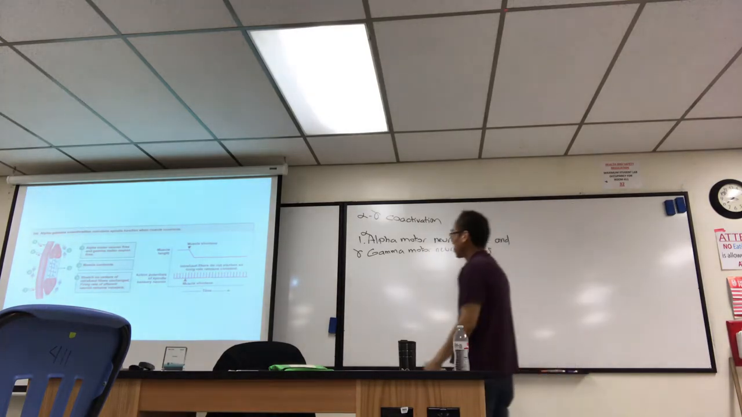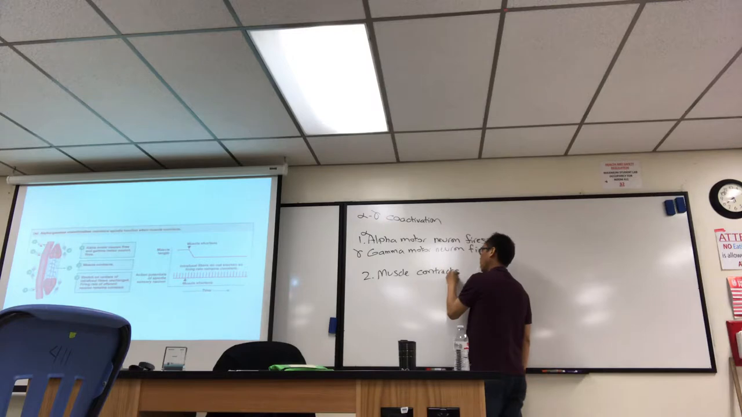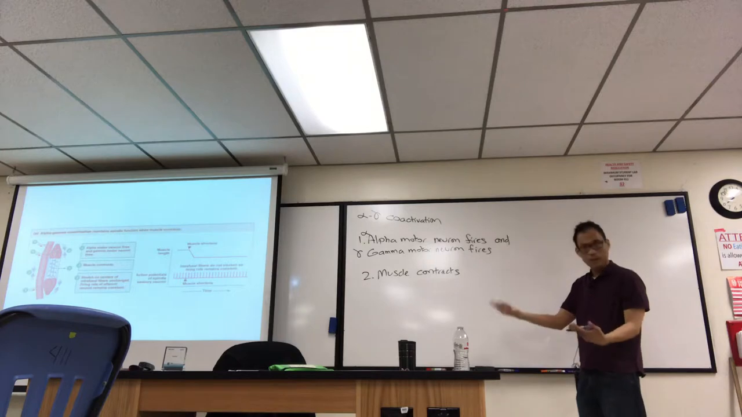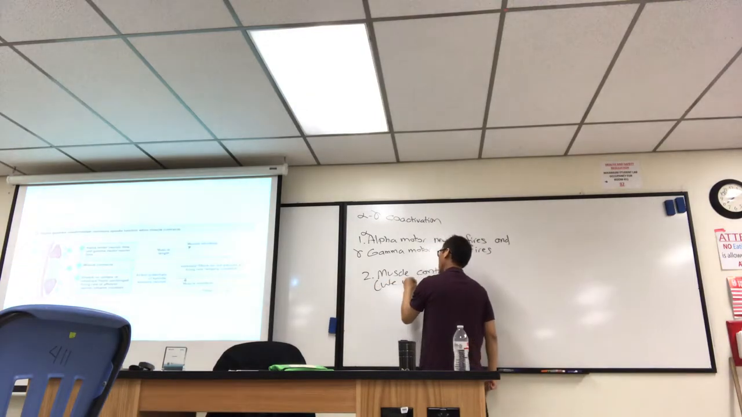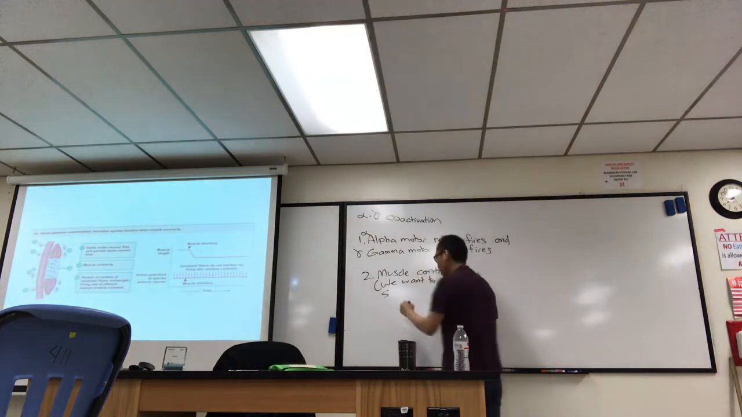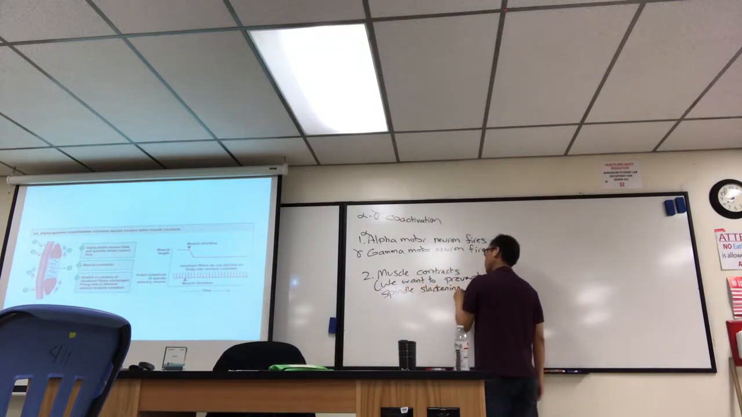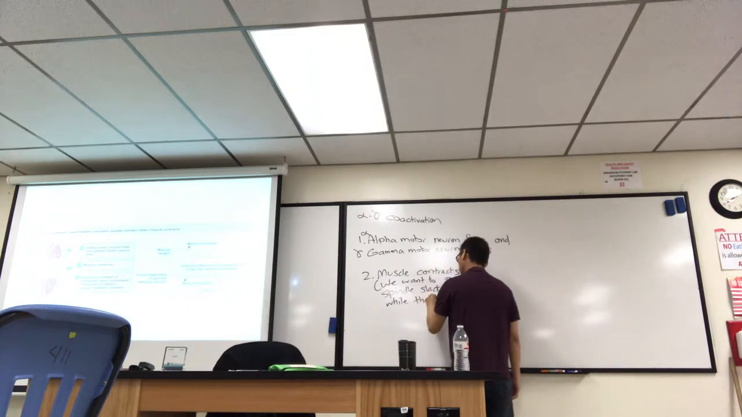All right, so number two, muscle contracts. Now here's the thing, the spindle's contracting with it. It's shortening. Here's the thing, we want to prevent the sense organ from getting shorter with the whole muscle, okay? Let me write that for this step. That's what you should be thinking about. We want to prevent spindle slackening while the whole muscle shortens.